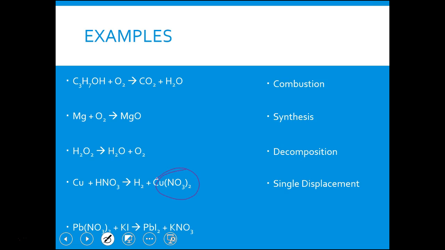And then finally, PbNO3 plus KI. Yeah, double replacement. Okay. It says displacement, replacement. It doesn't matter. I use replacement. It doesn't really matter. Okay.